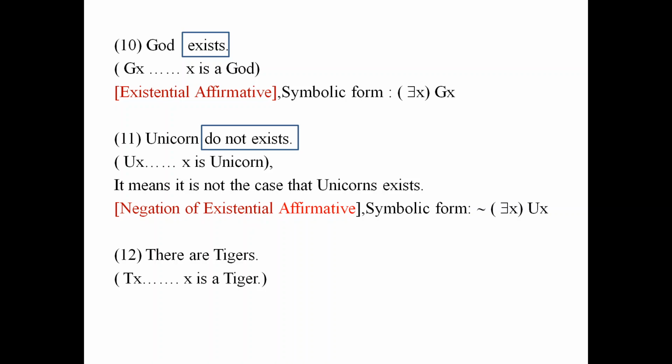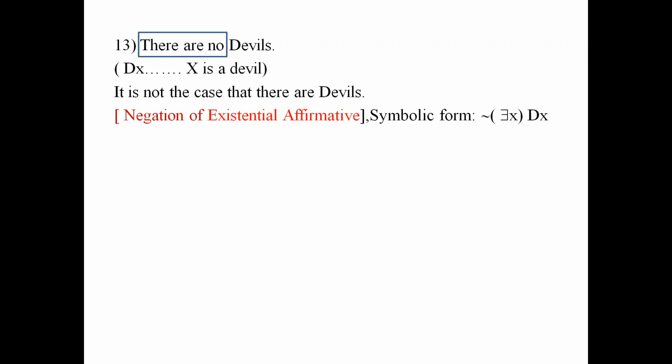Then we come to 13th, there are no devils. Here there are no is used, so it means it is not the case that there are devils. So it becomes a negation of existential affirmative. The symbolic form will be curl existential quantifier phi x. Phi you replace by capital D, the predicate constant, and it will be written as curl existential quantifier Dx. It will be read as it is not the case that there is at least one x such that x is a devil.